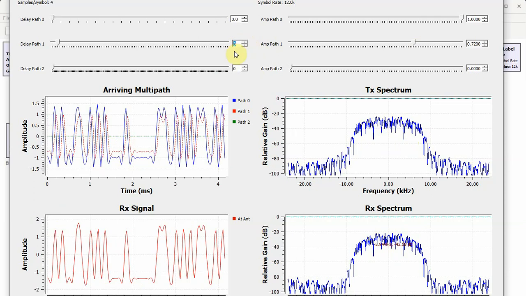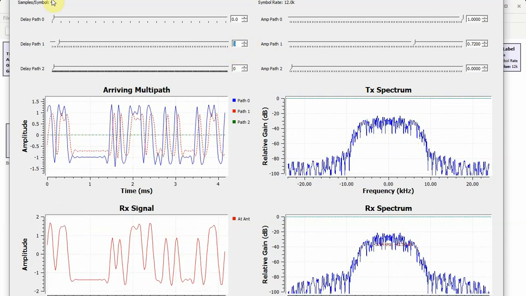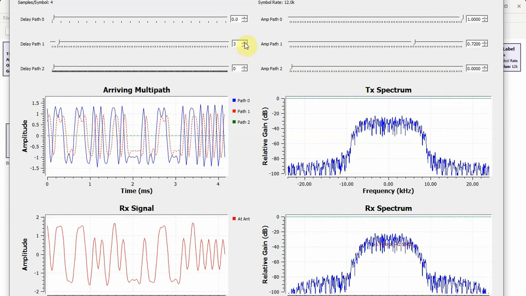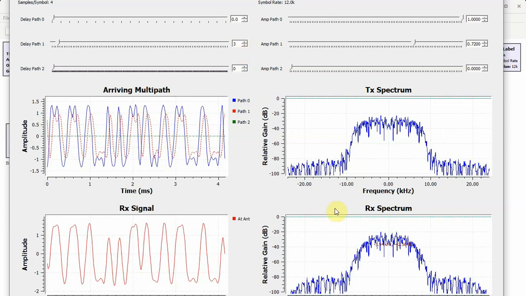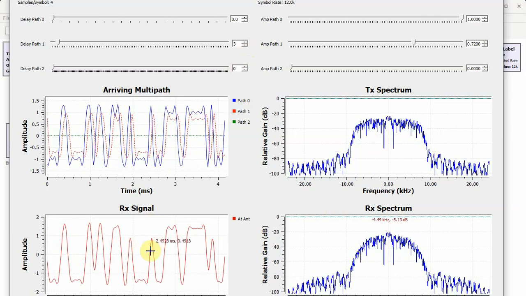The delay is now 3/4 of a symbol period because there are 4 samples per symbol and we have 3 samples delay. It's coming close to a symbol period and starting to distort the signal waveform. This is visible from here and here as well because they do not correspond exactly to the same ones and zeros, although it's still ones and zeros.